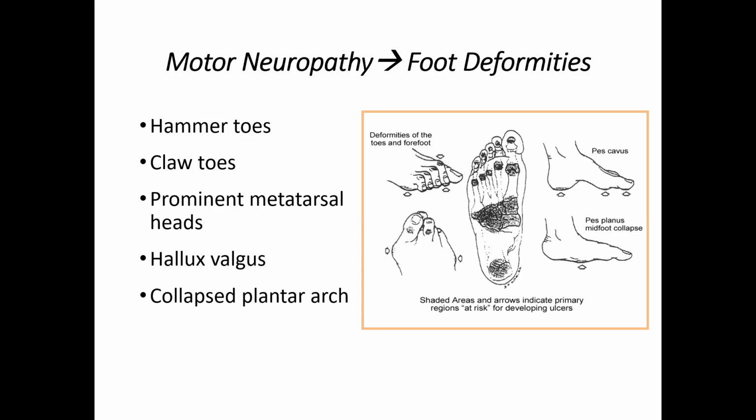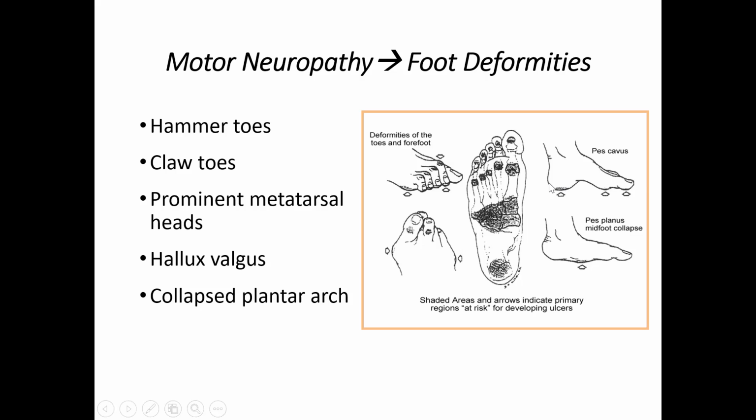Coming to the mechanism behind motor neuropathy, this usually leads to foot deformities, and from those foot deformities, ulcer formation happens. Now, what are the foot deformities? They are hammer toes, claw toes, prominent metatarsal heads, hallux valgus, and collapsed plantar arch. I hope you can appreciate these all deformities in the associated pictures here.